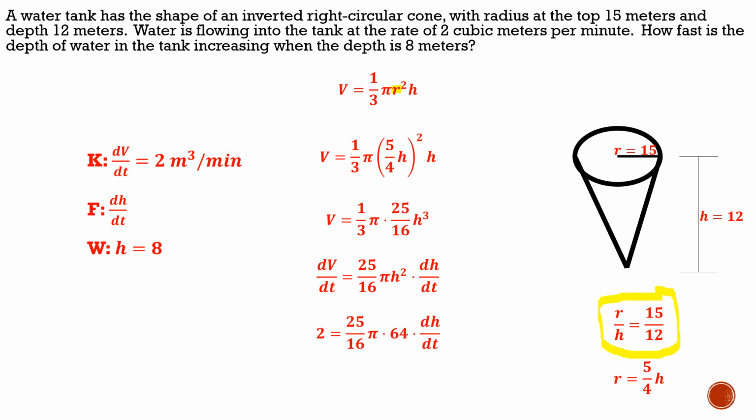Plugging in everything that I know, I'm plugging in H is 8, and dV/dt is 2. And then simplifying that, I get dH/dt is 1 over 50 pi meters per minute.